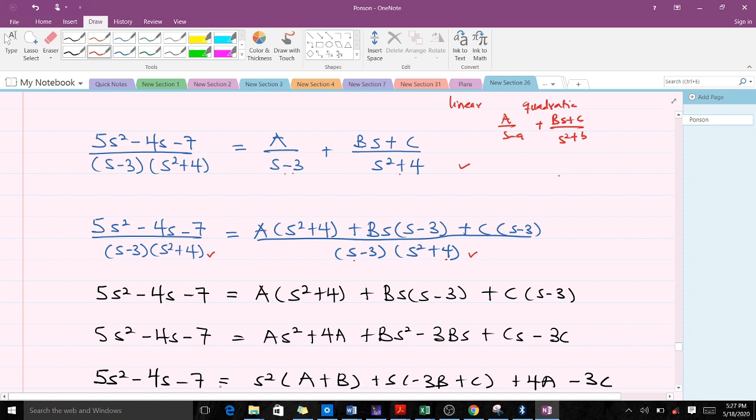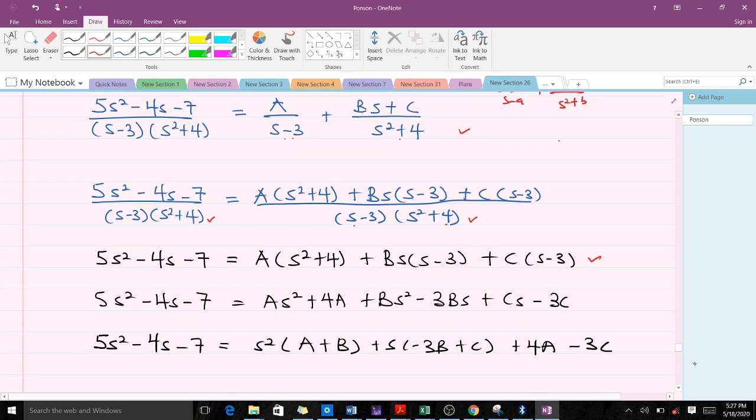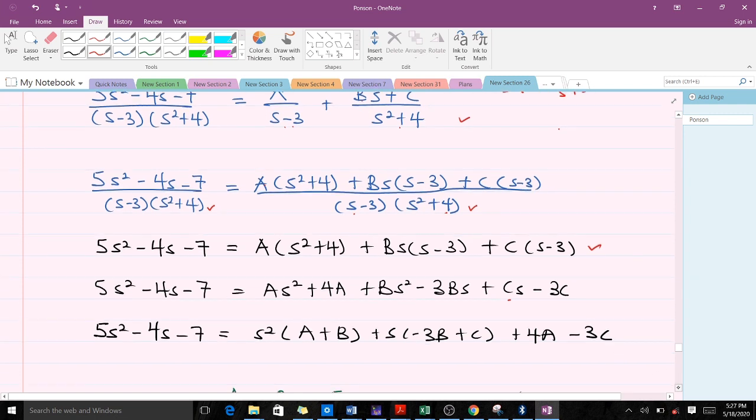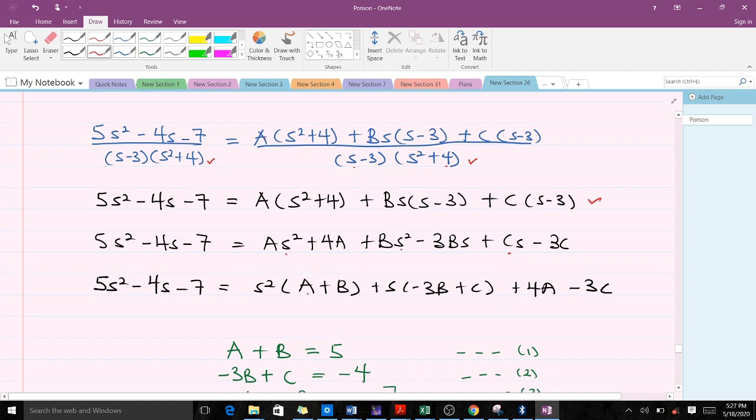So equating only the numerators, we have what we have here, and from that place we try to do our multiplication. So doing our multiplications, you are going to get As squared plus 4A plus Bs squared minus 3Bs plus Cs minus 3C. Then after that we try to group like terms. So you realize that we have s squared here and s squared here, so we can have A plus B. We have Cs and Cs, so we can have minus 3B plus C, and these are the constants, so 4A minus 3C. So after grouping the like terms, then we try to compare the coefficients.